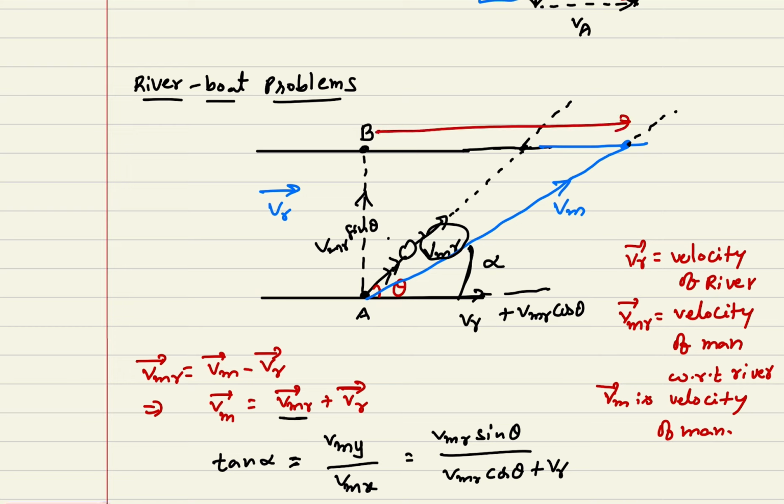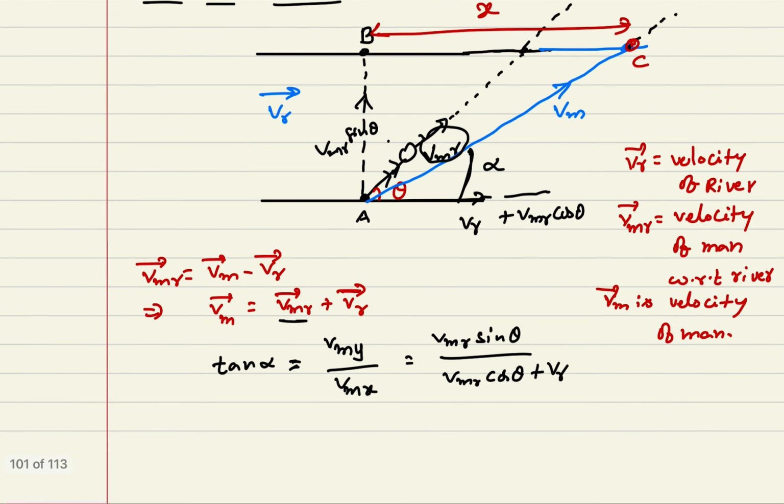Now, in this time, the person is actually reaching some other location. Let us consider C on the ground. This X is called the drift. Drift is nothing but the horizontal distance covered by the man.